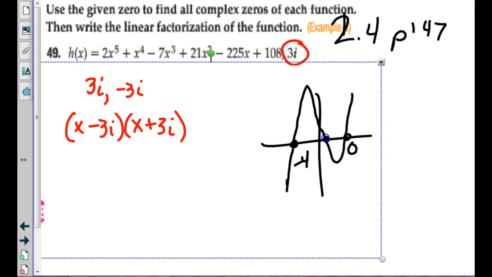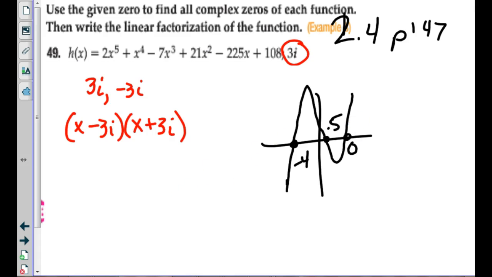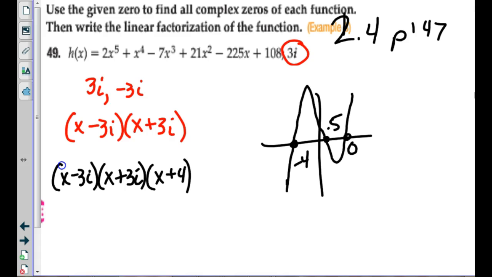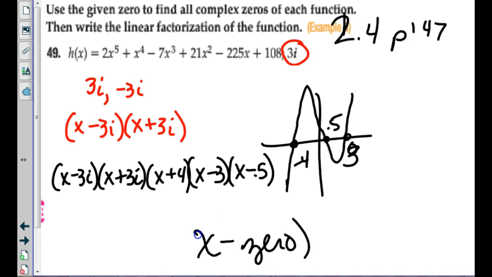Anybody? Okay, 0.5. This is a great question that was asked because someone is going to write these factors down. Okay, we have x minus 3i, x plus 3i, x plus 4, x minus 3 and x minus 0.5. Yes. Yep, it's always x minus the 0. Good question for the factor. Great question.